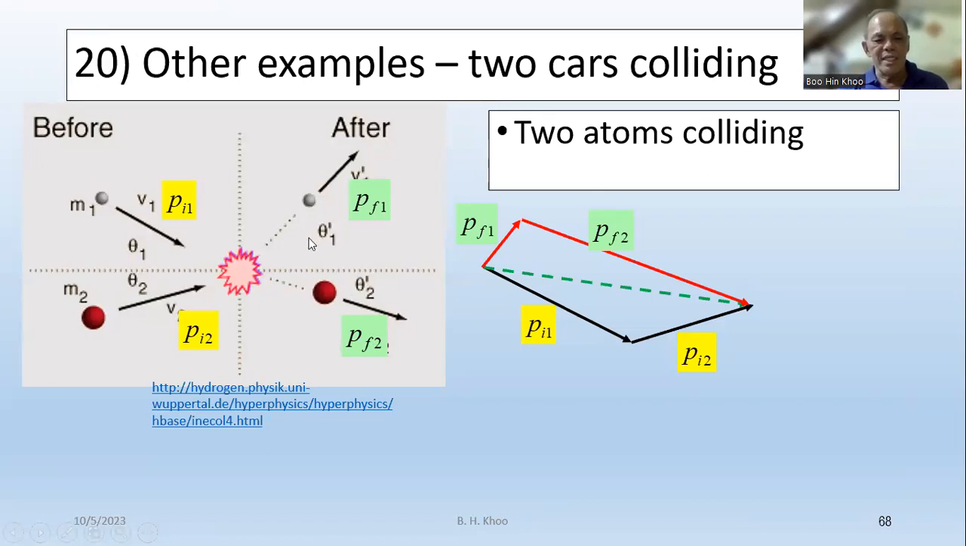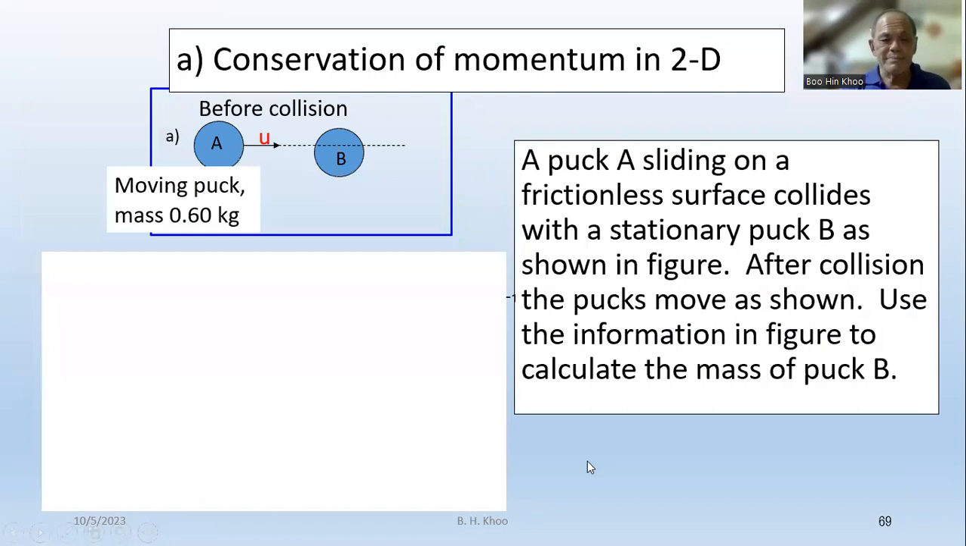So we have to take the angle into consideration. The angle there is the angle, and there is the final momentum of 1, there's the final momentum of 2. And we have our initial momentum. That's the resultant momentum, if you like. Anyway, let's go into a specific example.